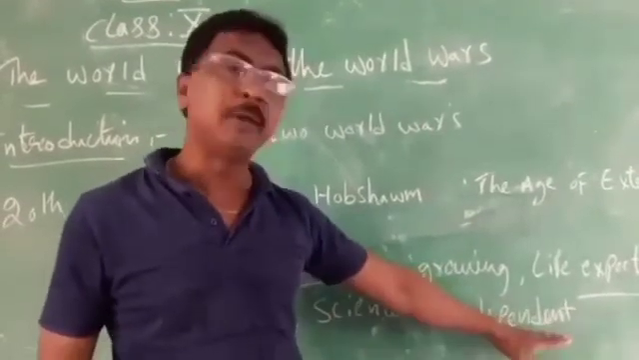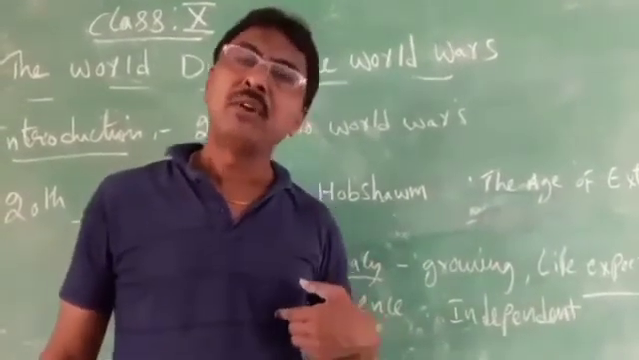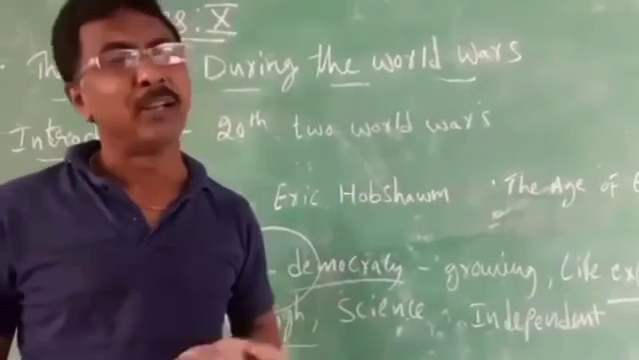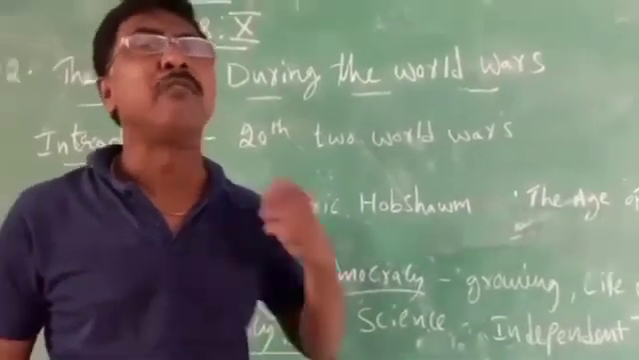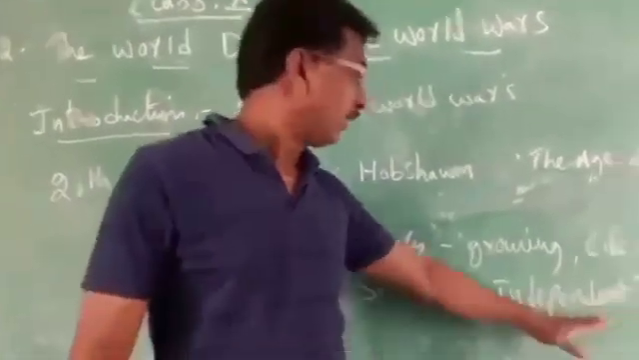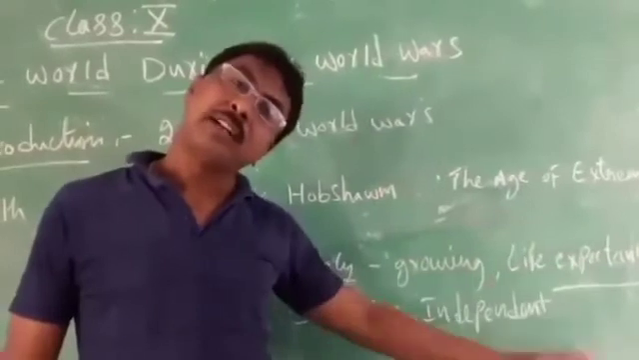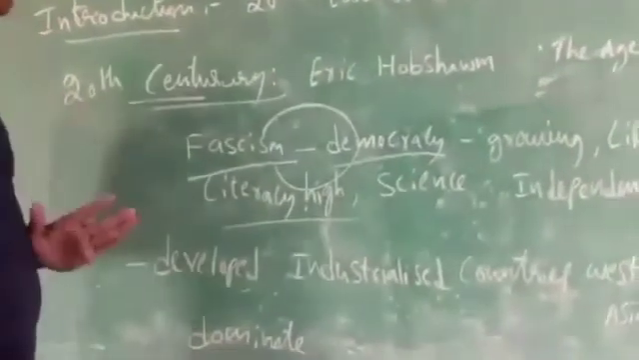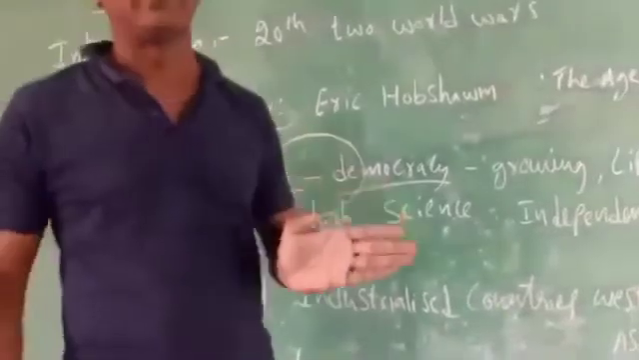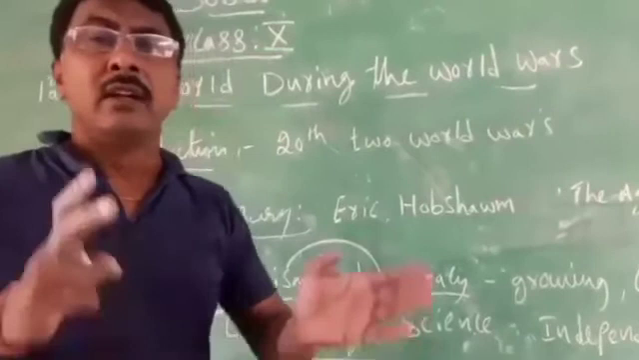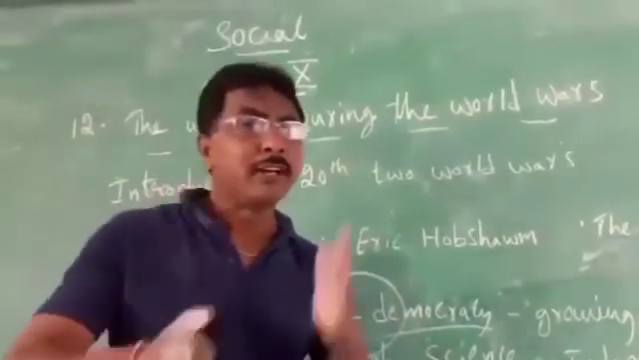Ours also, we got independence in 1947. We became free from the Britishers. So in the 20th century, a lot of the countries became independent. That is about that one. And a lot of development happened in the 20th century. And here what happened? The world was divided into two.